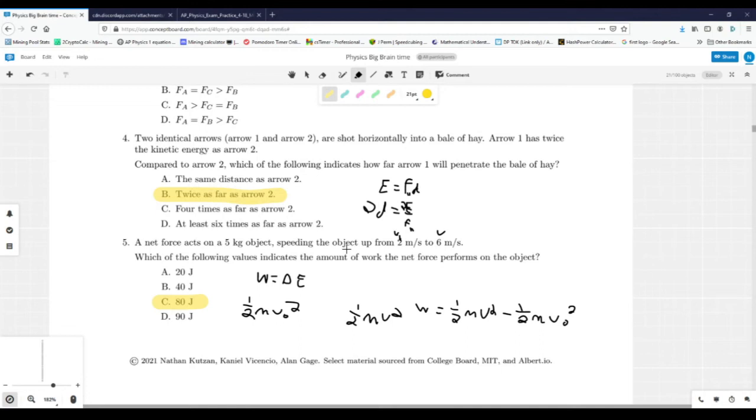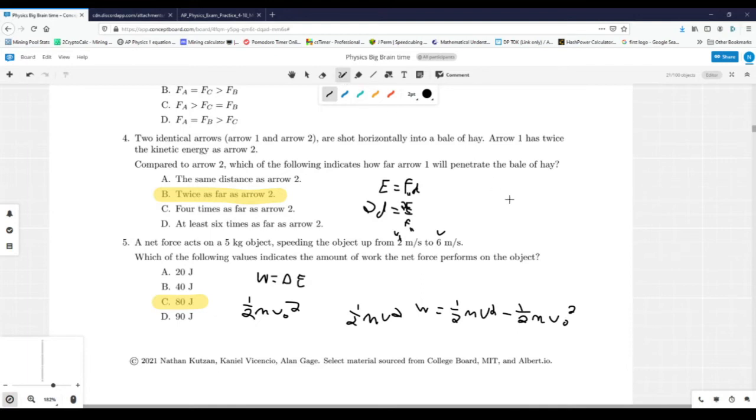Wait, so just for number 4, I said that if it had twice the energy, that just meant that it had twice the velocity since they were the same mass. Then I figured if you had twice the velocity, you'd get 4 times as much energy. But if it's twice the energy, then squaring it wouldn't make any sense. So I was dumb.